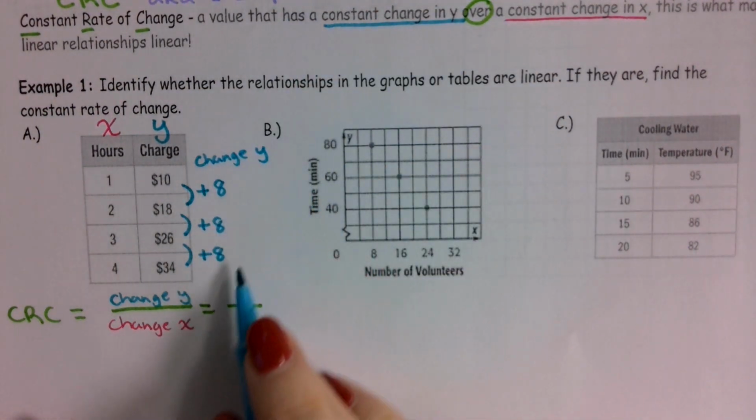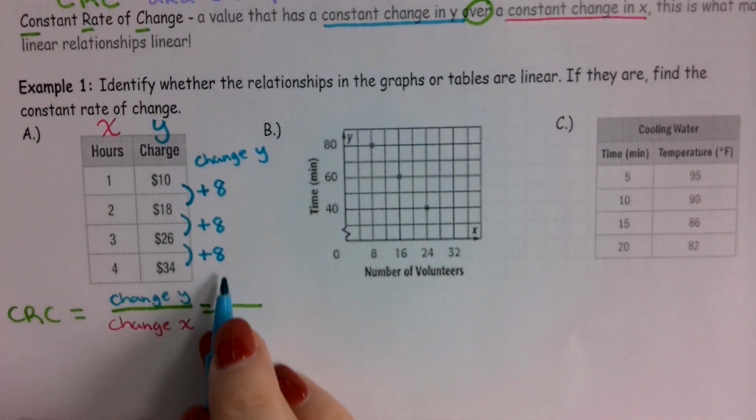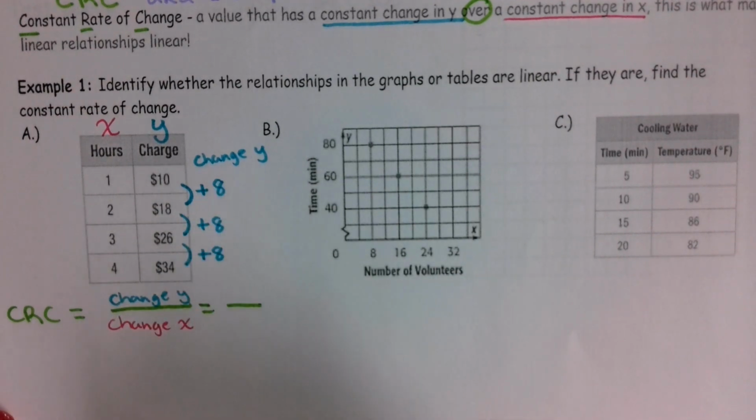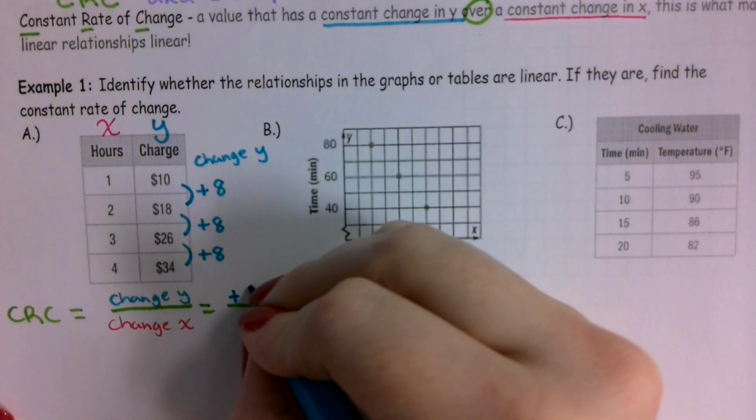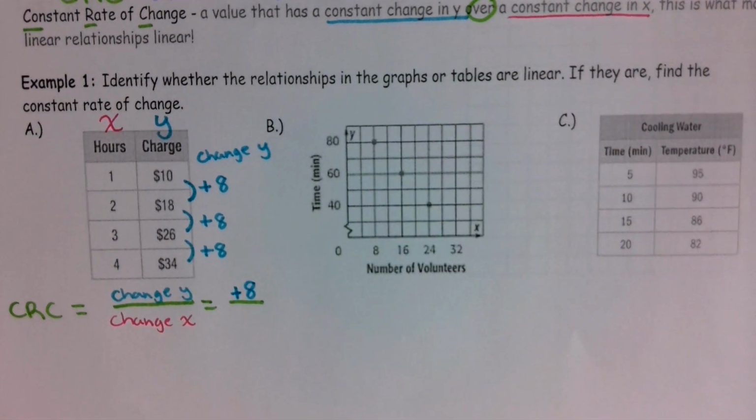What I just did right here represents the change that occurred in my y's. I'm consistently increasing by 8. So I'm going to put a positive 8 at the top of my fraction.